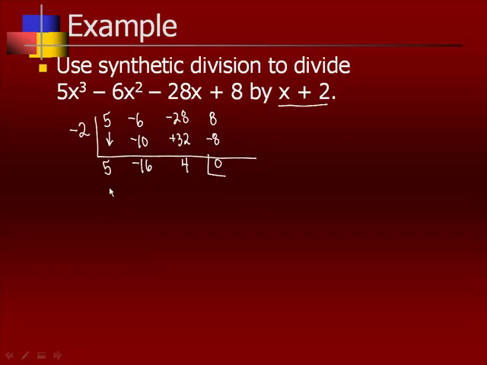So our quotient is 5x to the second. Remember, we always drop down the power. Minus 16x plus 4 with no remainder. So that would be our quotient.